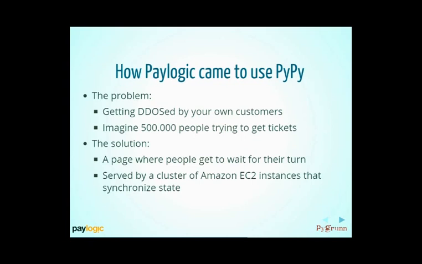So a solution is, of course, to get a page where these people can wait for their turn. And we will tell them, okay, you are now eligible to get your tickets, go ahead. But we serve that by a cluster of Amazon instances. The way it's written, it required some synchronization of state for some information for us, some statistics, and also to allow us to actually tell the user an estimation of how much time he should be waiting.